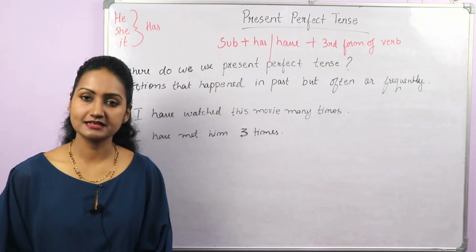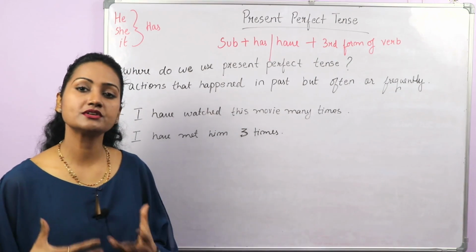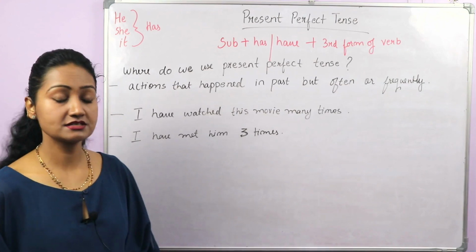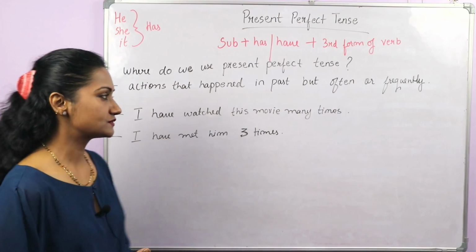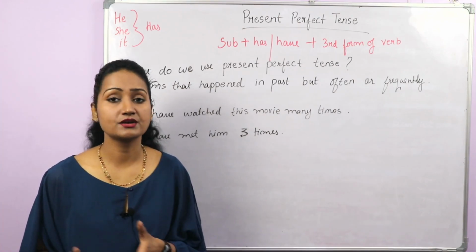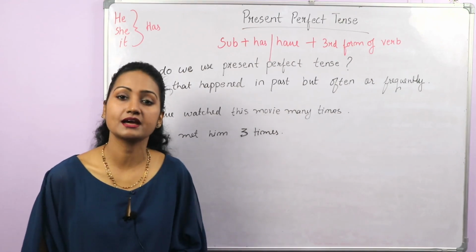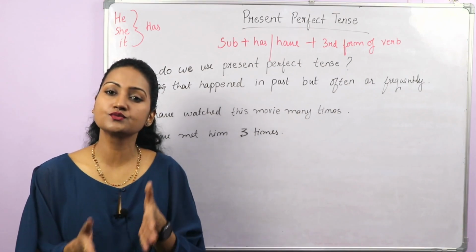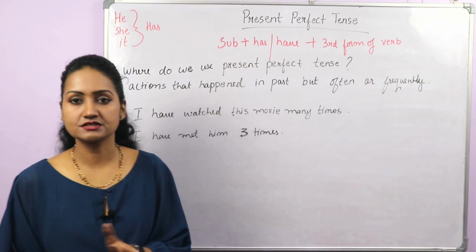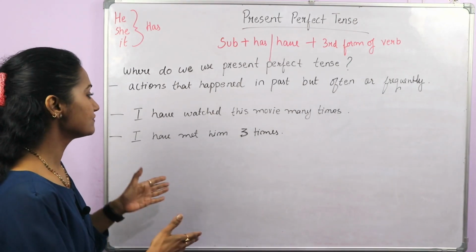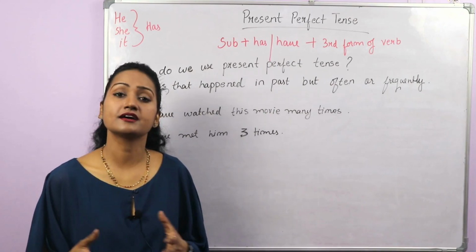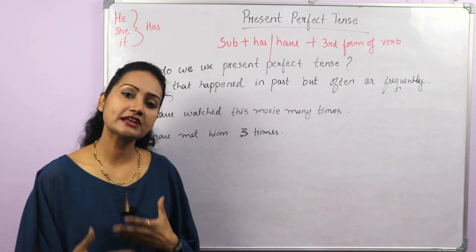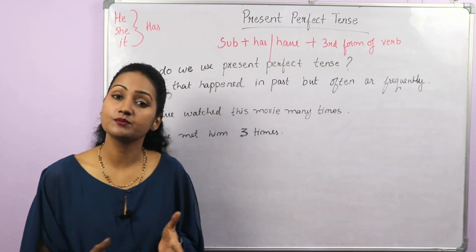Next, we use present perfect tense for repeated actions, to talk about actions which happened in the past but frequently, like I have watched this movie many times. Let's go and watch the movie. No, I don't want to go because I have seen it many times. You can use watched or seen for movies, both are correct. Now, I have met him 3 times. Do you know that person? How is he? He's a nice person. I have met him 3-4 times. So whenever you talk about repeated actions in the past, you can use present perfect.